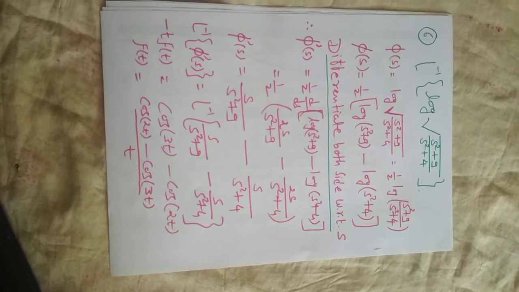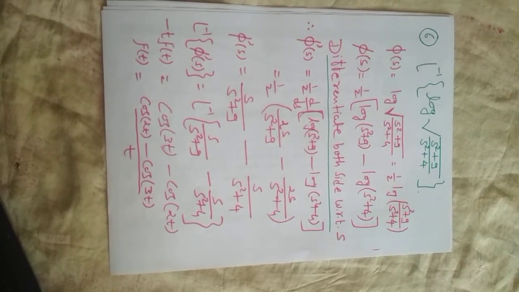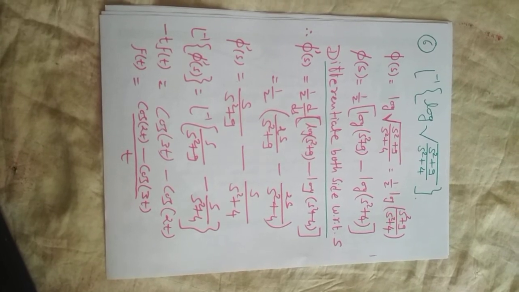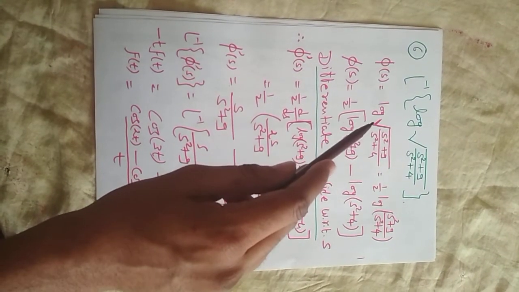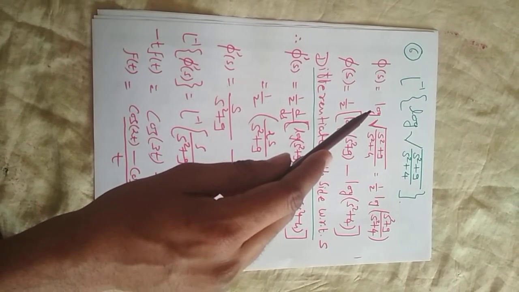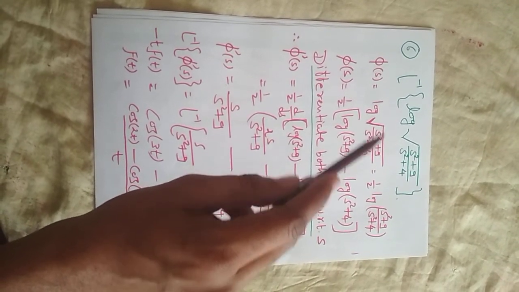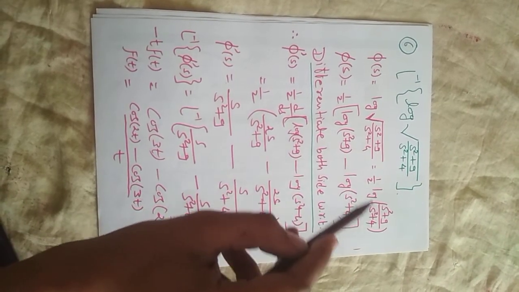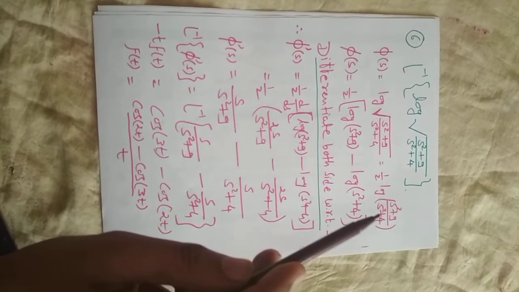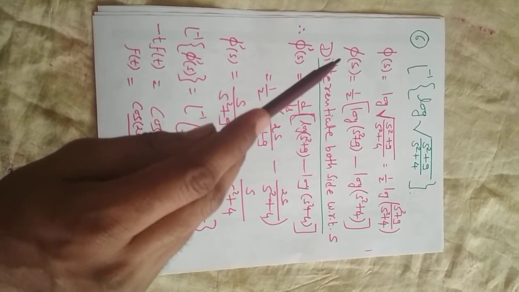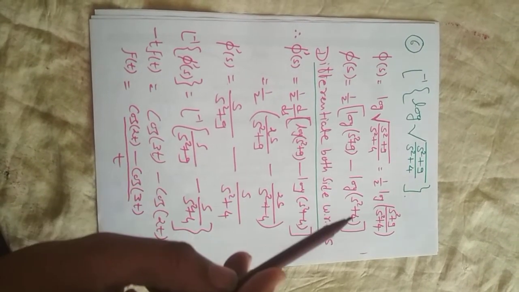Let us see one more example. L inverse of log of square root of (s square plus 9) upon (s square plus 4). Here we remove the square root. It is a log of (s square plus 9 upon s square plus 4) raised to 1 by 2, and this 1 by 2 goes outside. So finally phi of s will be 1 by 2 log (s square plus 9 upon s square plus 4). Now phi of s equals 1 by 2 [log (s square plus 9) minus log (s square plus 4)].